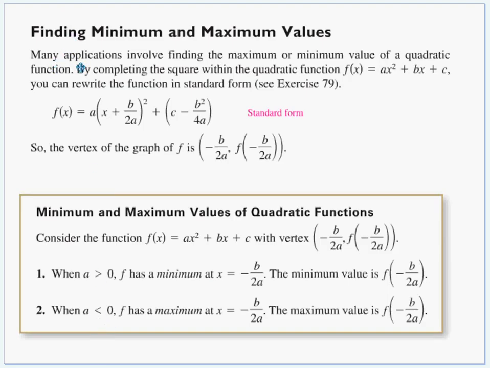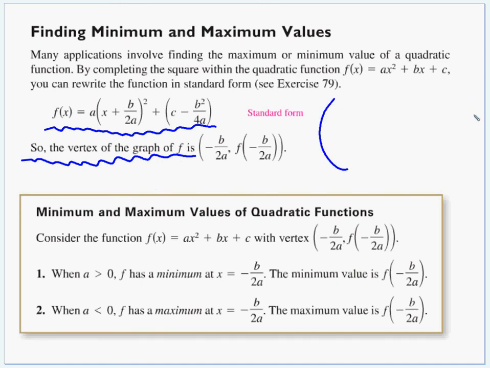Now there's an easier way to find the minimum and maximum value. If that's all they're asking for, we can use the idea that parabolas open up or down to figure out if we have a min or a max, and then there's a shortcut even to find the vertex. And the book says many applications involve finding the max and min value of a quadratic function. By completing the square within the quadratic function, we can rewrite the function in standard form like this. So here they do a little quadratic formula magic on that. So we can find the vertex of our function like this.